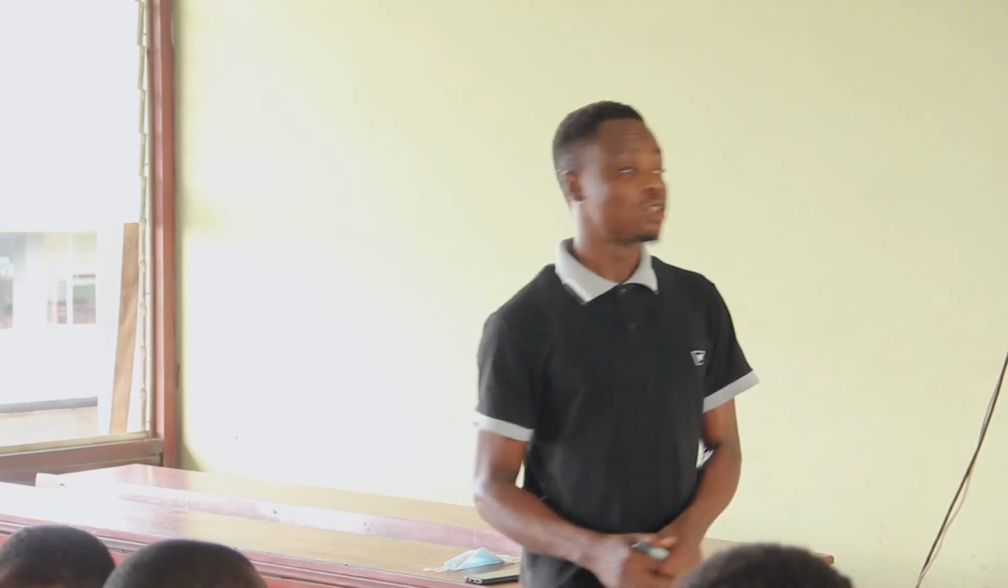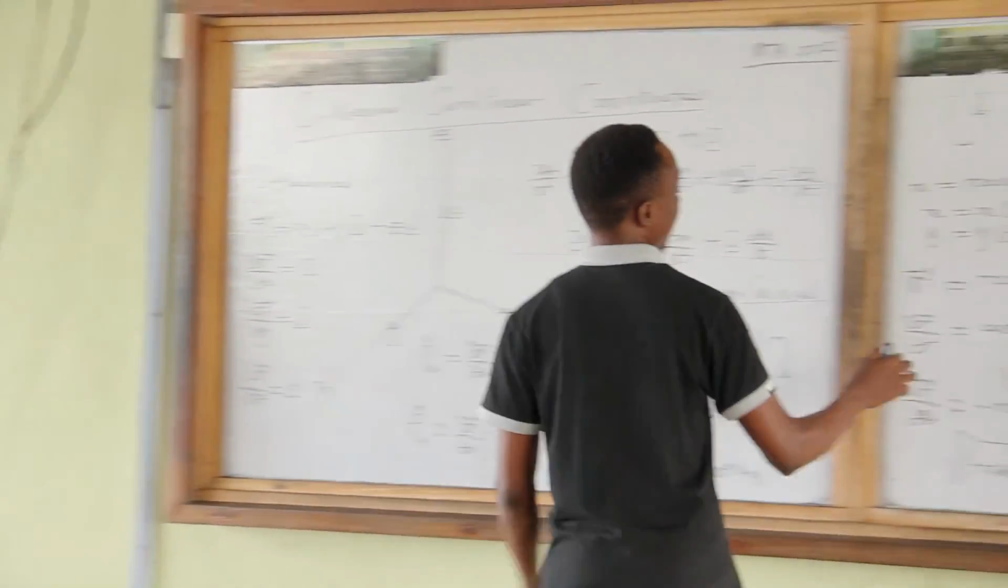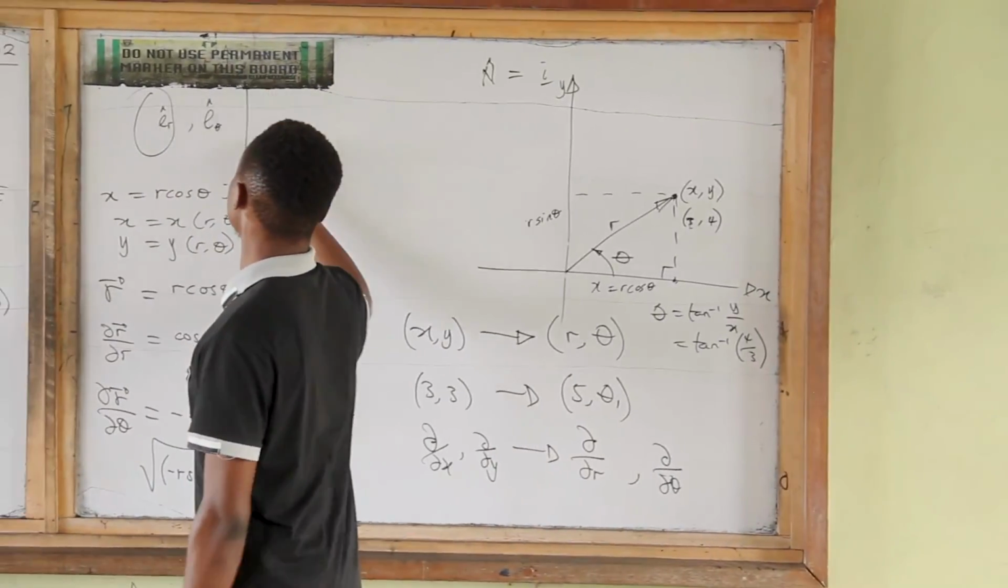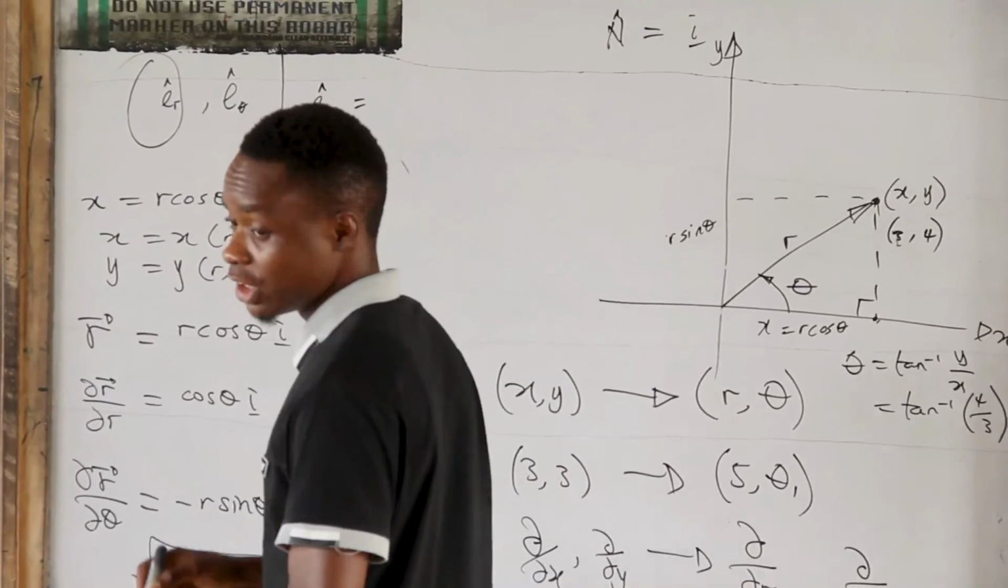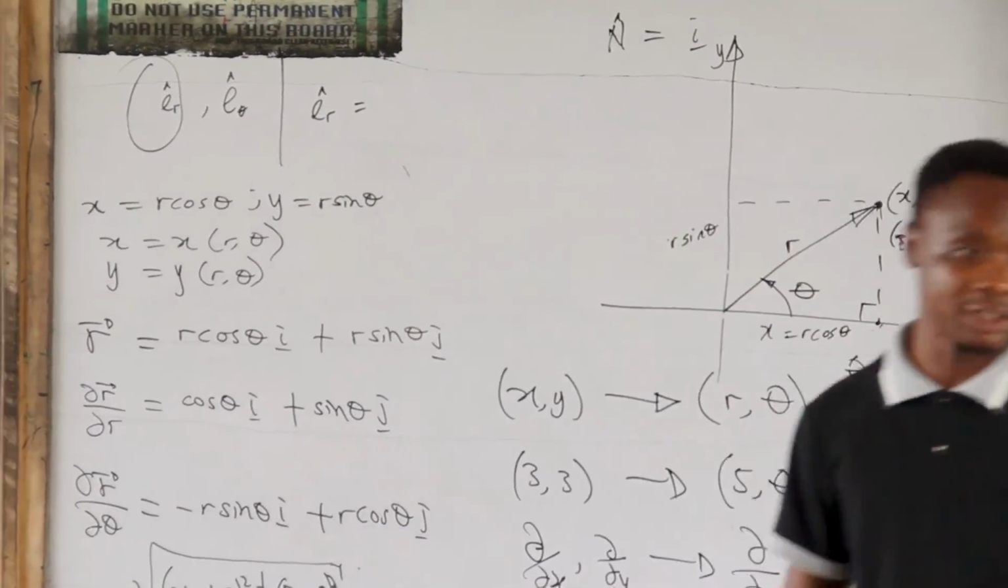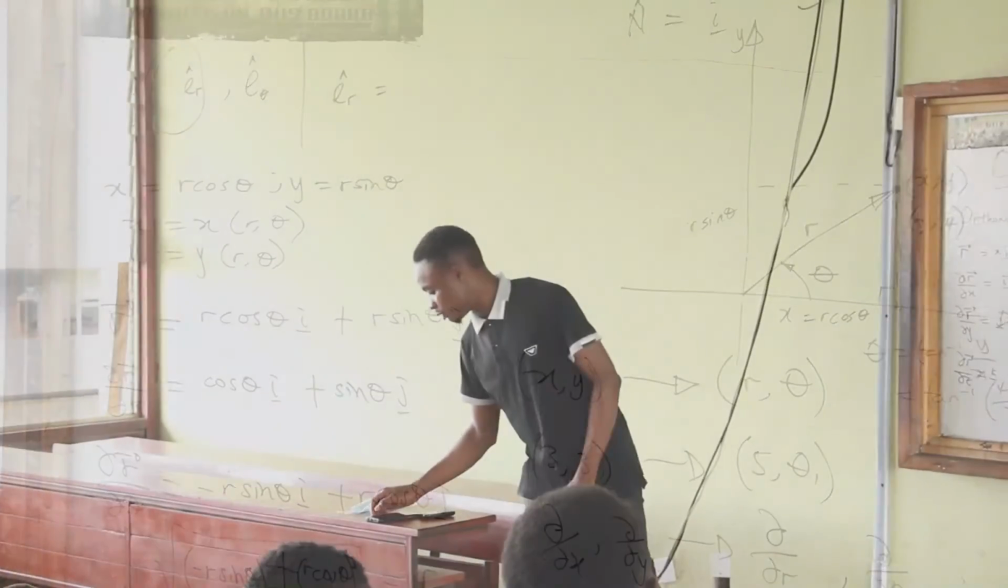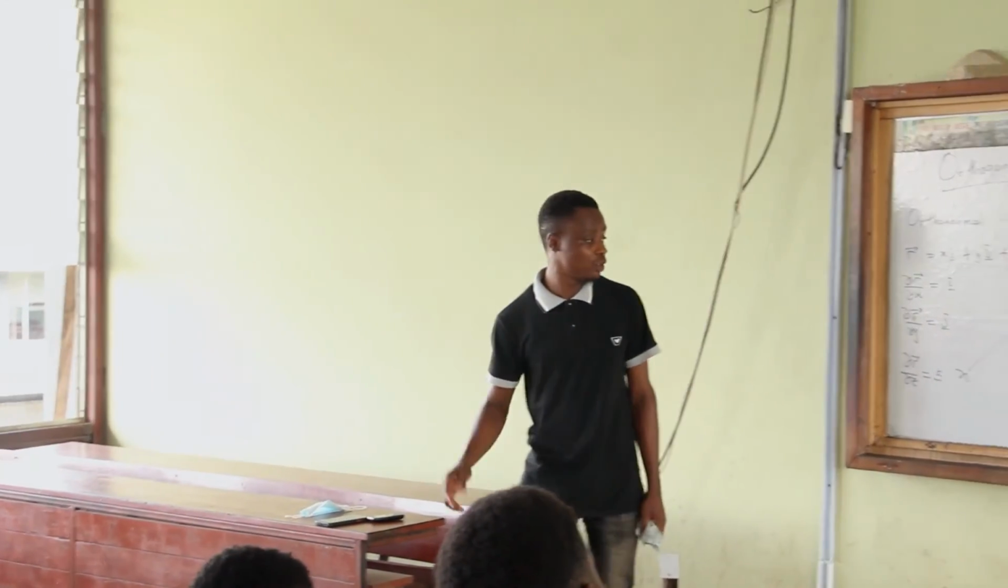Can we move on? So that means that in this case, for instance, in the polar coordinate system, our e_r, the unit vector in the radial direction, is given. Please write what you have. So look at it.